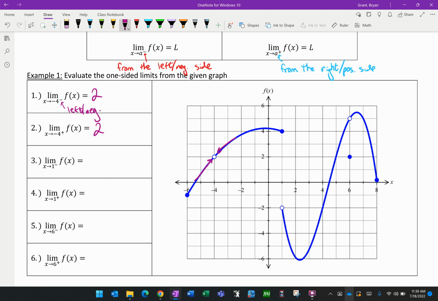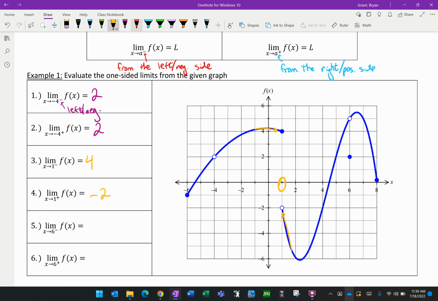So go ahead and pause me, try those last 4, and then we can quickly share out answers and move on. Good luck. All right, hopefully you guys found success. Really the only strange ones are going to be 3 and 4 here, so we should probably look at those right now. Problem 3 asks us as we approach 1 from the left side, and from the left side we're getting closer to positive 4. And then from the right side, we're down here getting closer and closer to negative 2.